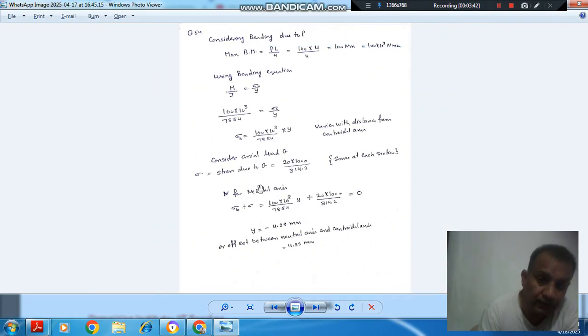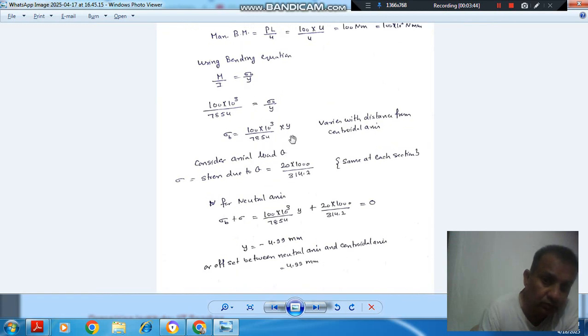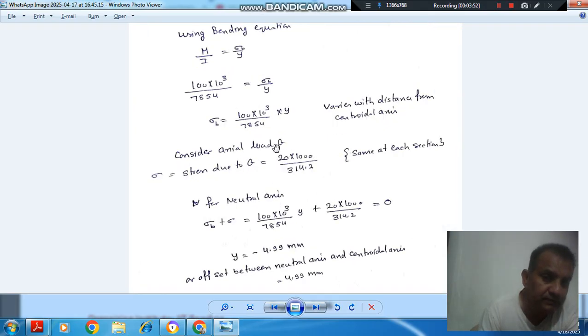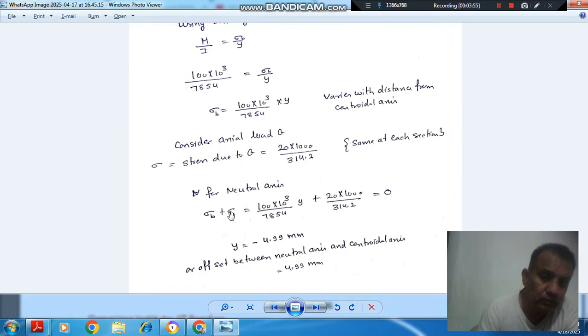Okay, so if there is no Q, then the central axis is the neutral axis, but Q is there, so the central axis will not be the neutral axis because Q is also causing some stress. So when the stress due to Q and the stress due to bending are equal and opposite, then that axis will be the neutral axis. So we can say the summation of these two stresses, if equal to 0, will represent the neutral axis. So the answer is 4.99.